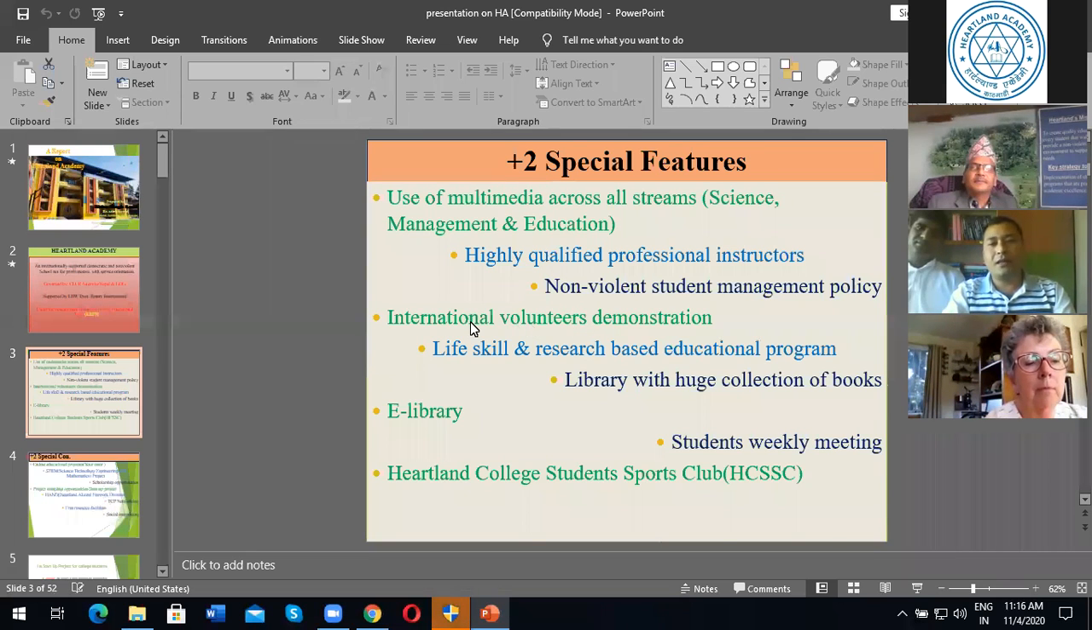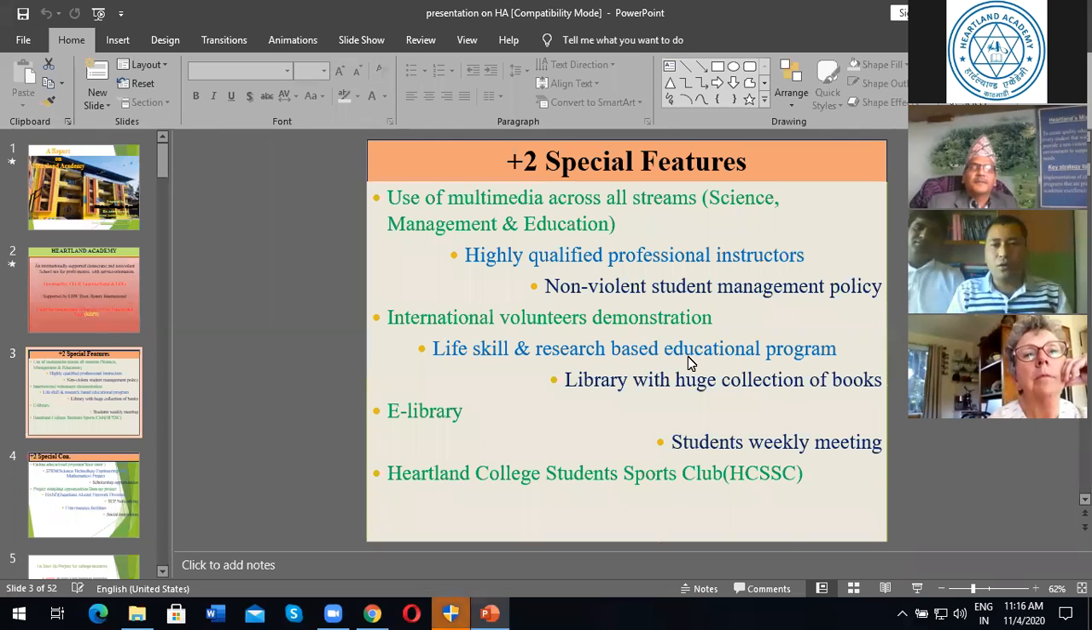The second special feature is international volunteers, especially to support our children. Mostly we have the international volunteers and they interact with our students. They provide the best exposure to our students, and this is also a good opportunity for our students.